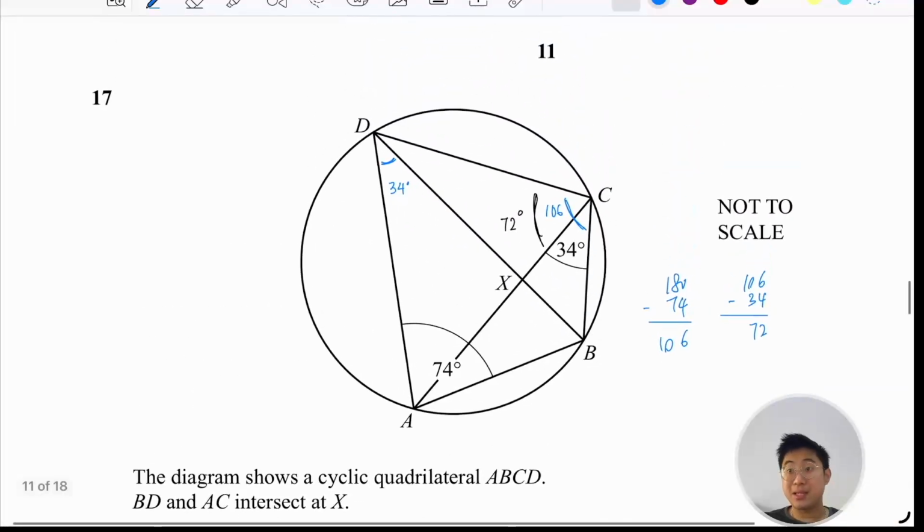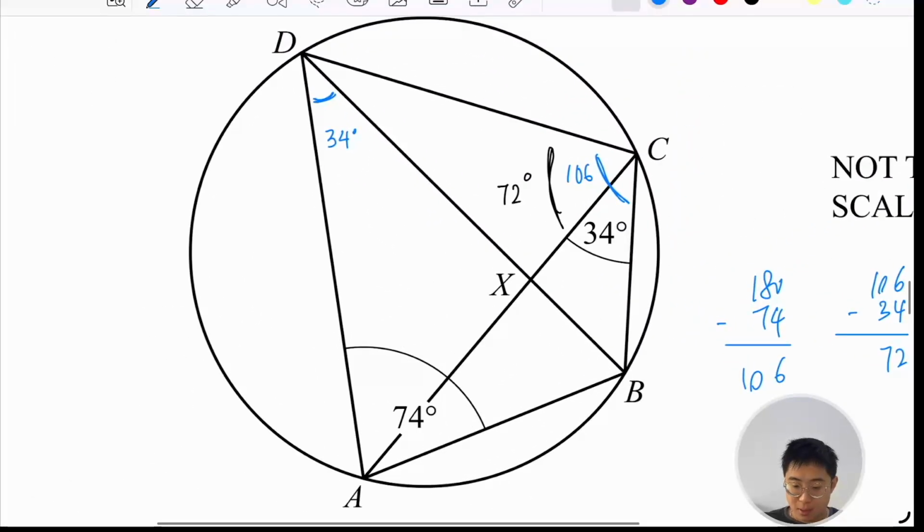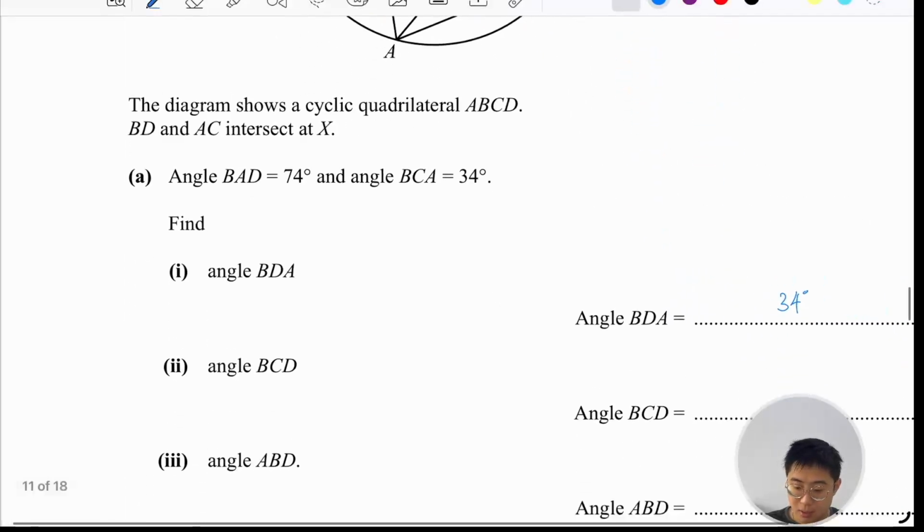And then they want BCD. Where is that? BCD. Oh, that's what we have, right? We have 106, and we also have the working for it. So that is 106.